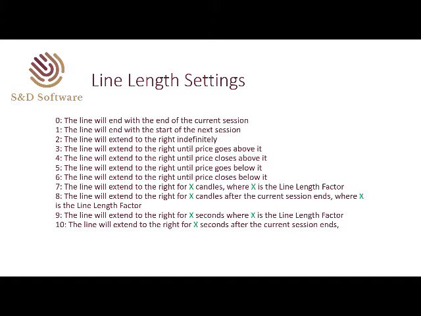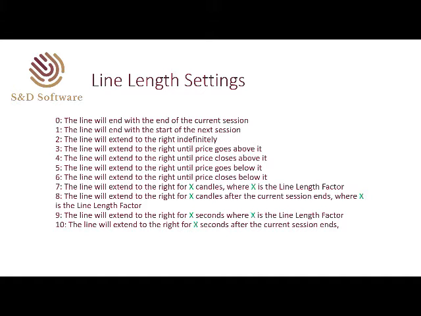3, the line will extend to the right until price goes above it. People would typically use that with a session high. Number 4, the line will extend to the right until the price closes above it. 5, the line will extend to the right until the price goes below it, and 6 until it closes below it. And that's typically used with a session low.